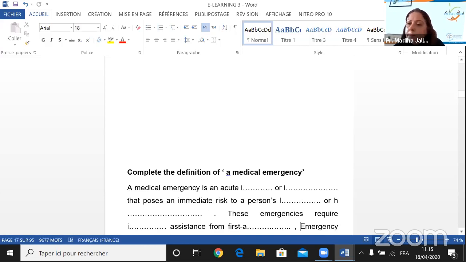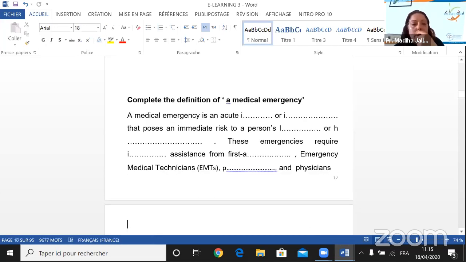Okay, now let's give a definition to a medical emergency. What's a medical emergency? Okay, let's complete this definition. A medical emergency is an acute illness or injury that poses an immediate risk to a person's life or health. These emergencies require immediate assistance from either first aiders, emergency medical technicians, paramedics, and physicians.